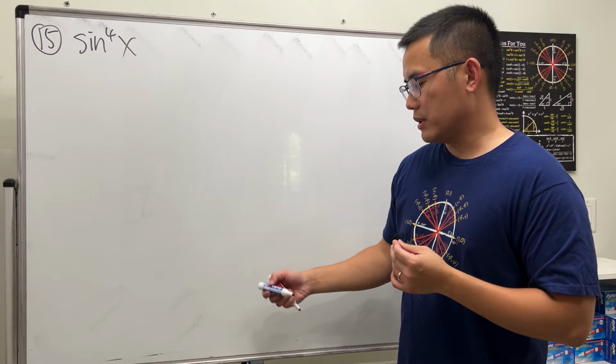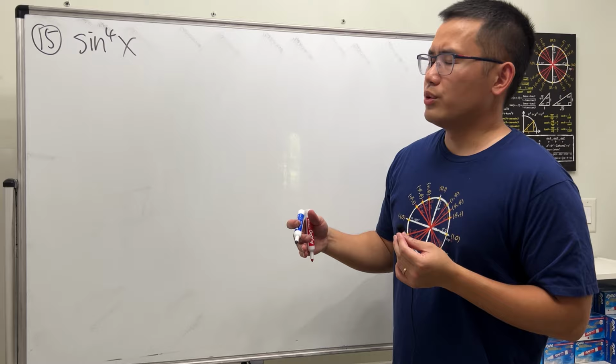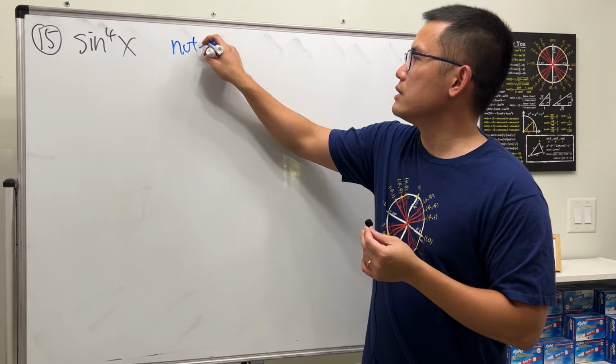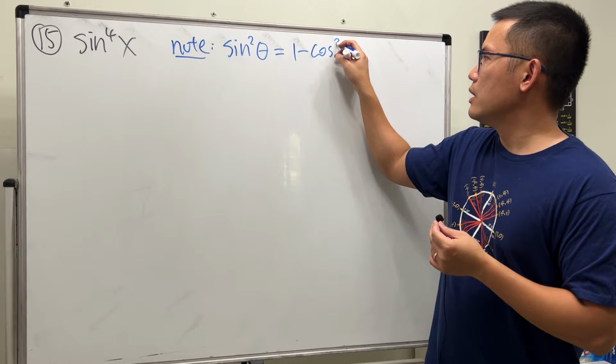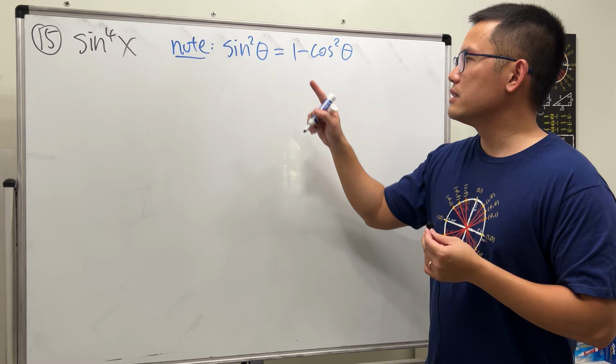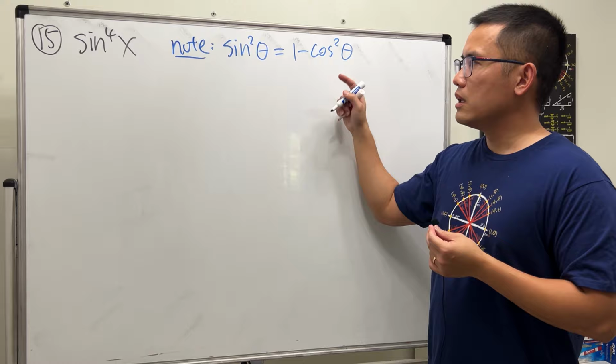So our goal is to just make it to the first power, right? So no squares, whatnot. So let's see what we can do. Here is the first thing. Notice, we know that sine squared theta is just 1 minus cosine squared theta. But we don't want to use this one this time, because you see the square? We still get a square. We don't want that. By the way, it looks like we have the square. That's the fourth power. So what can we do?